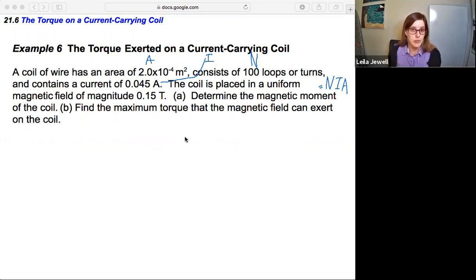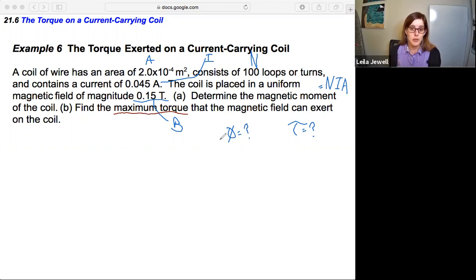For the maximum torque, we'll just need to take this magnetic moment and multiply by the magnetic field, B. But what about that angle? This problem doesn't specify an angle directly, and we need that if we want to calculate the torque. So the key here is in the question of the problem. Notice it asks for the maximum torque.